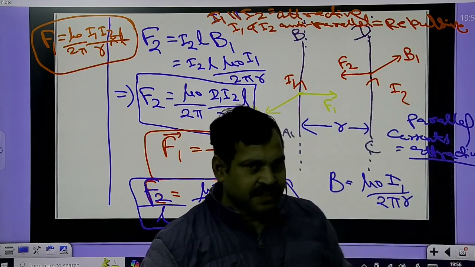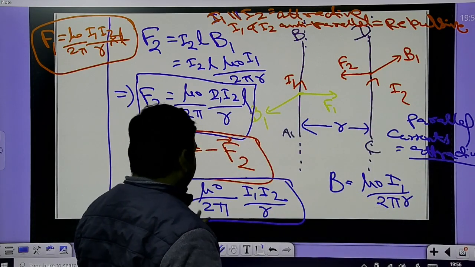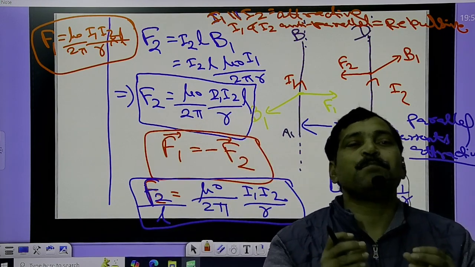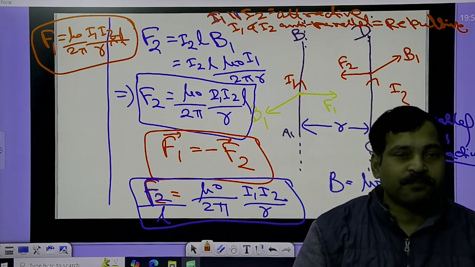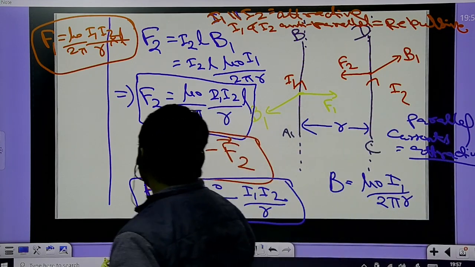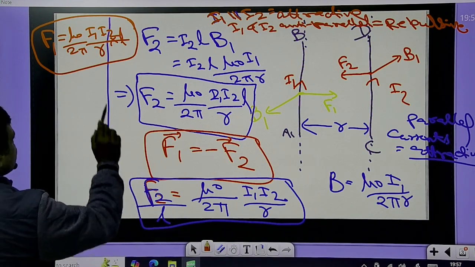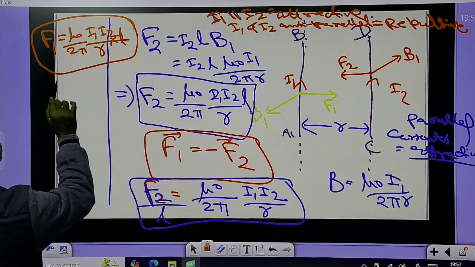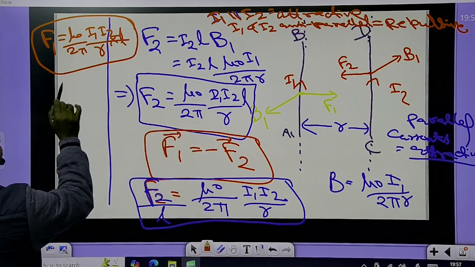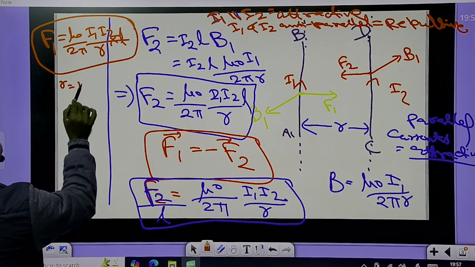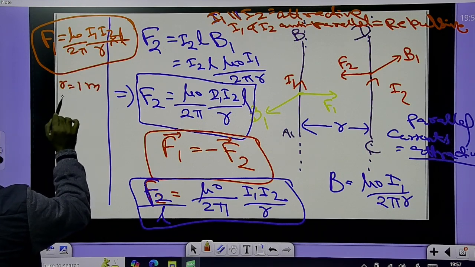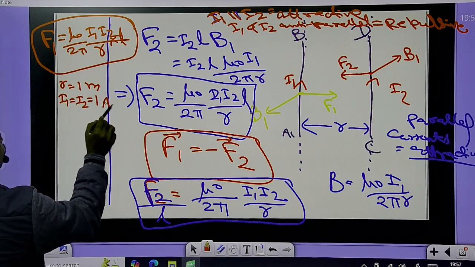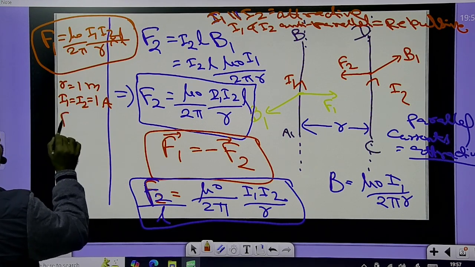Here another thing is there is an important definition in the exams. It is asked, define 1 ampere of current. So how can you define this? See here, suppose we are assuming r is equal to 1 meter and I1 equals I2 equals, suppose, 1 ampere, then what will be the value of F?